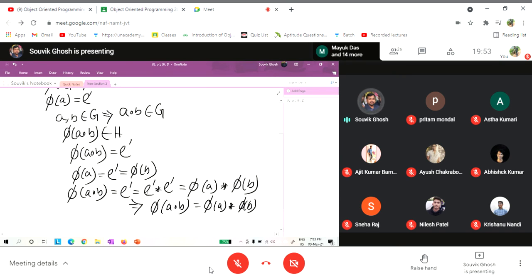Now the first E dash is phi of A, and the second E dash can be replaced by phi of B. So ultimately we have phi of A composition B equal to phi of A star phi of B. This is the definition of a homomorphism. If this is satisfied, then we say that the function between the two groups, G with composition and H with star, is a homomorphism. Since we saw that this satisfies this relation, this is a homomorphism.